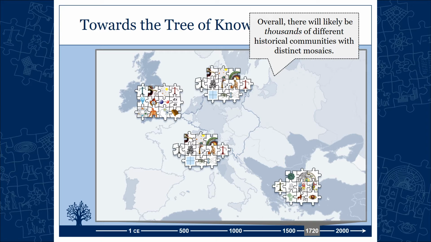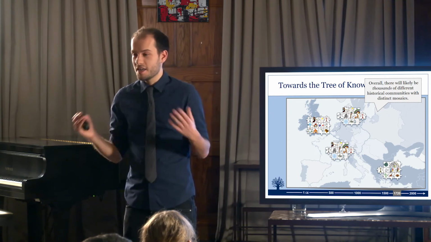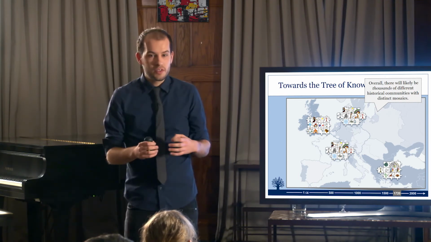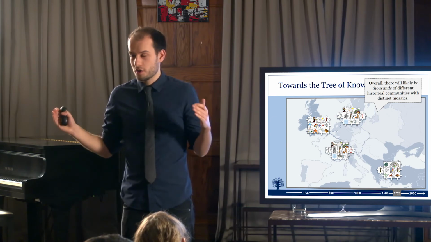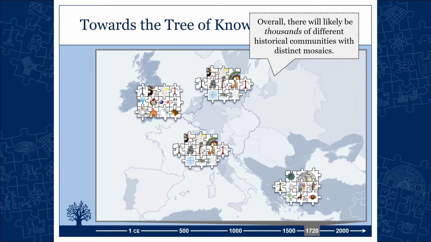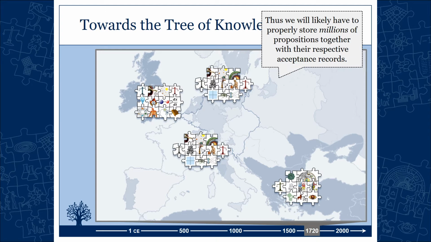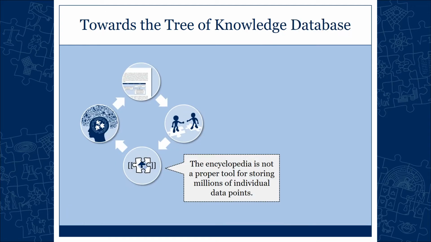Now you can multiply these thousands of propositions in this single mosaic by the more or less thousands of communities that will be found around the world at any given time period. The scope of scientonomy is to include all communities. So if we have thousands of different historical communities, each with their own distinct mosaics, and they're all changing slowly over time, we're going to end up with millions of propositions together with their respective acceptance records, right? Part of my point is that the encyclopedia as is not the proper tool for storing these millions of individual data points or propositions.